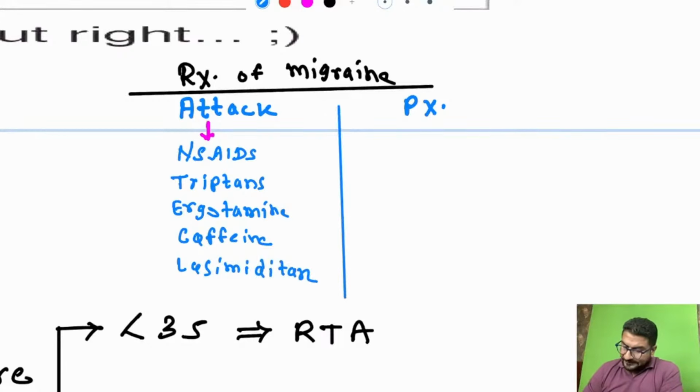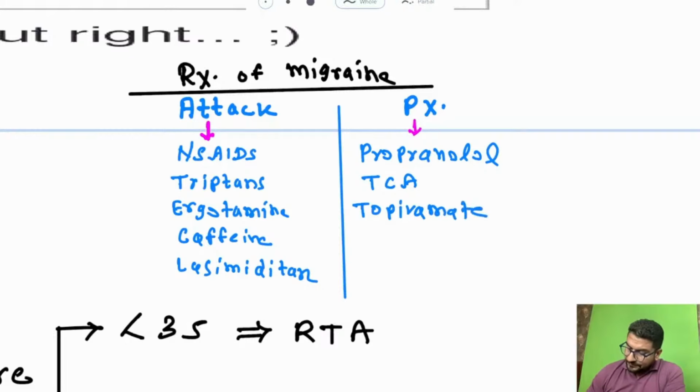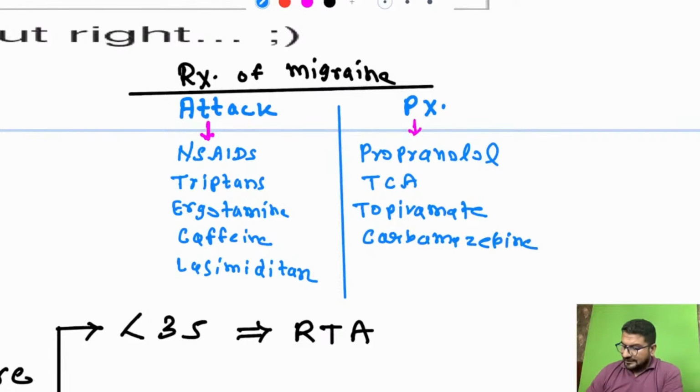Now coming to prophylaxis. For prophylaxis, what do we use? We use a non-selective beta blocker, like propranolol. Sometimes, suppose there is no improvement from propranolol, then we can add a TCA. TCA means tricyclic antidepressant. Then we can also use topiramate. Topiramate is basically an anti-epileptic drug. We can use carbamazepine, right? And we can also use some CCBs and some SSRIs. So these are the drugs that we offer in prophylaxis.